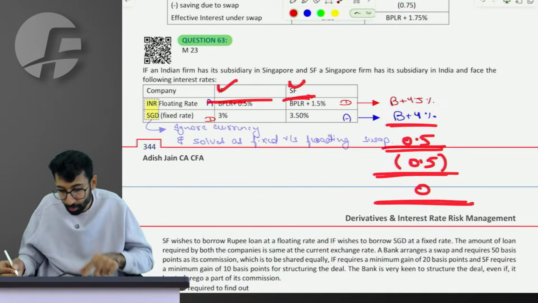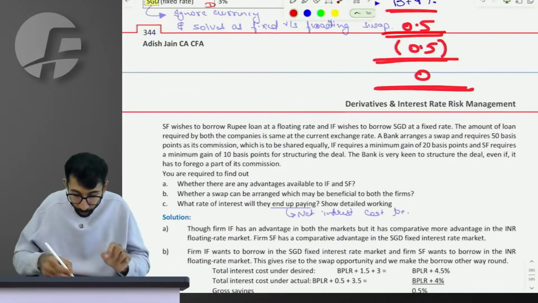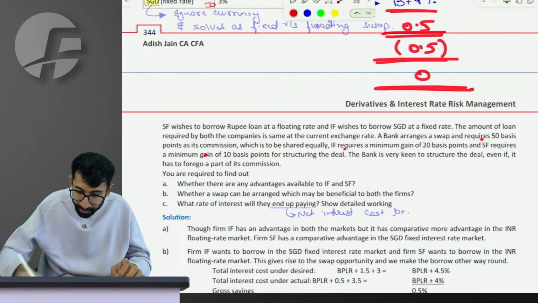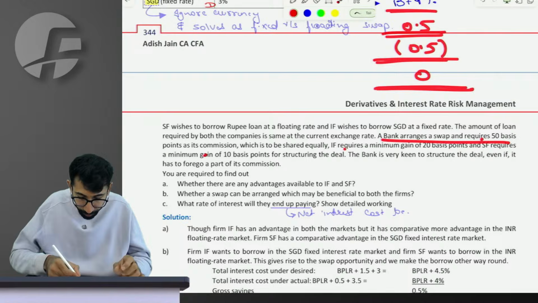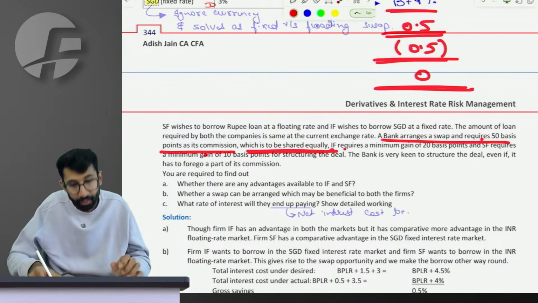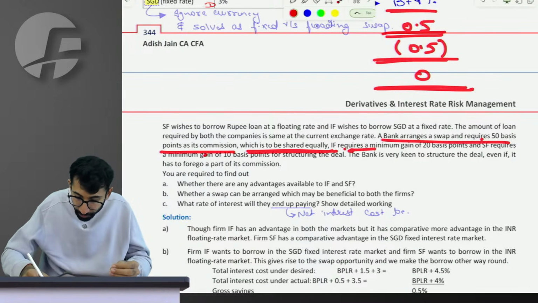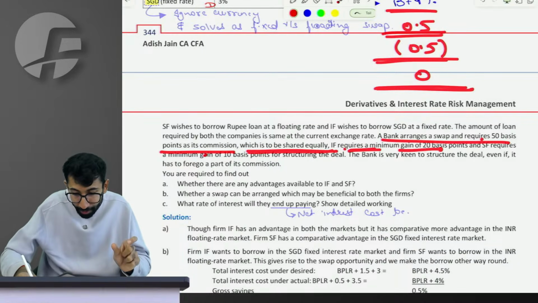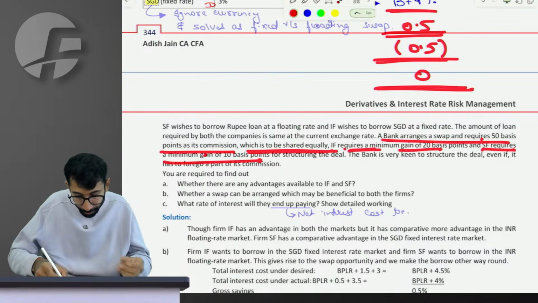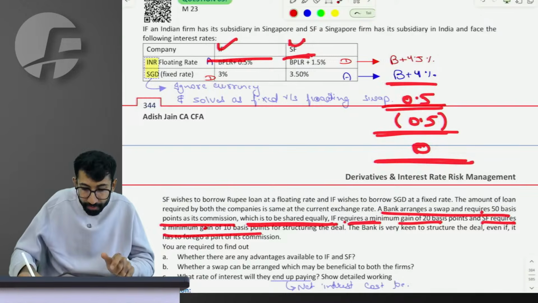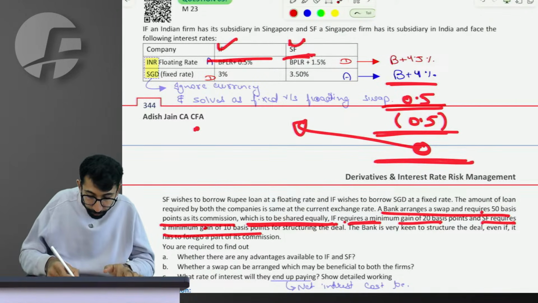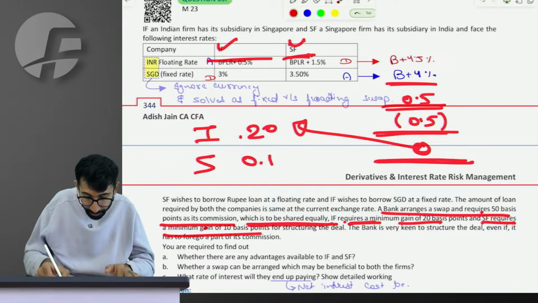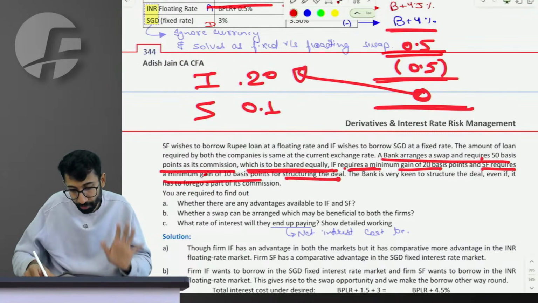No gain to distribute. Sir, why would you agree to swap? Won't agree to swap. So it says bank arranges a swap, requires 50 basis points, which is to be shared equally. Fine. IF requires a minimum gain of 20 and SF requires a minimum gain of 10. Sir, it is 0 left with me. Out of which IF requires 0.2%, SF requires 0.1%, fine, to structure the deal.